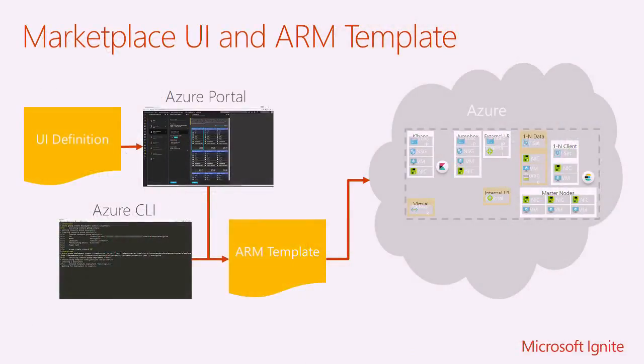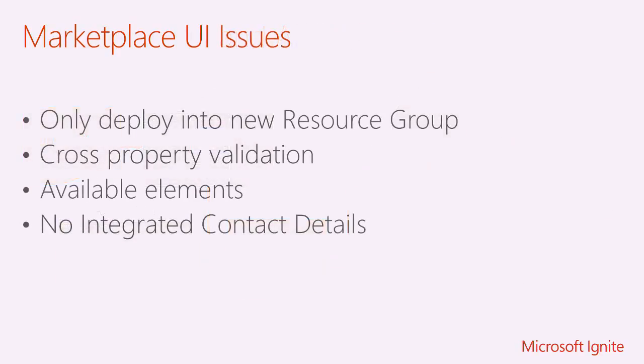The marketplace UI actually works together with the ARM template. The marketplace UI itself is fed from this UI definition here on the left and generates the GUI that you see in the portal. Then the output of those just gets fed into the ARM template as parameters. And then it's the actual ARM template that does the provisioning onto Azure. But you can also interact with the ARM template from the CLI, or the PowerShell SDK. So you don't actually have to use the marketplace template at all.